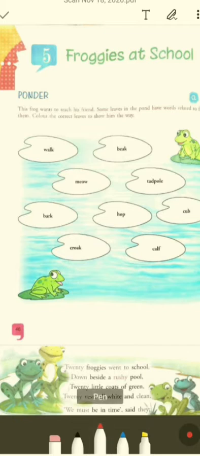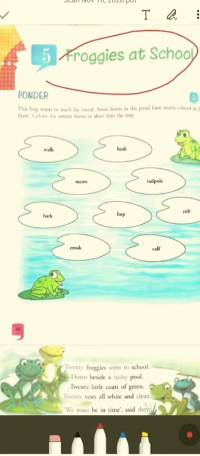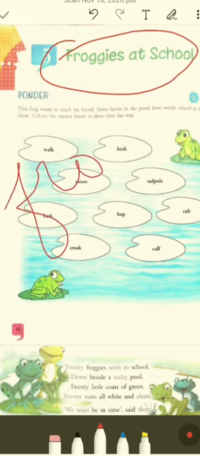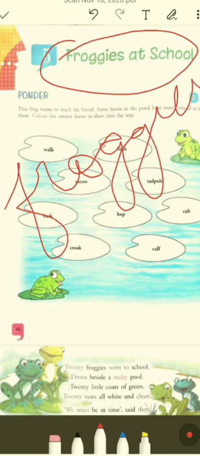The name of lesson number 5 for the English course book is Froggies at School. Froggies is just a fun name, clear? There is no such name called froggies. It's a funny name given to frogs. You have all seen frogs, right?